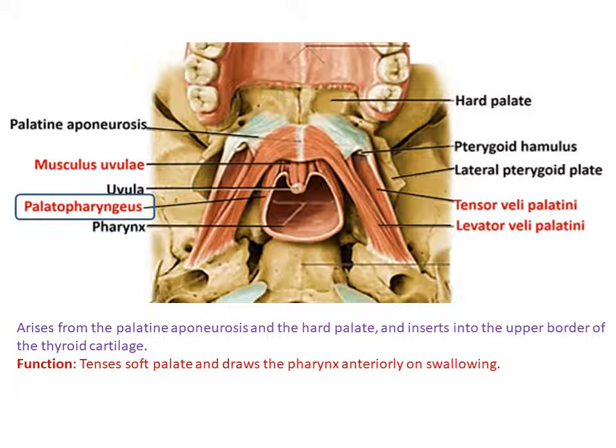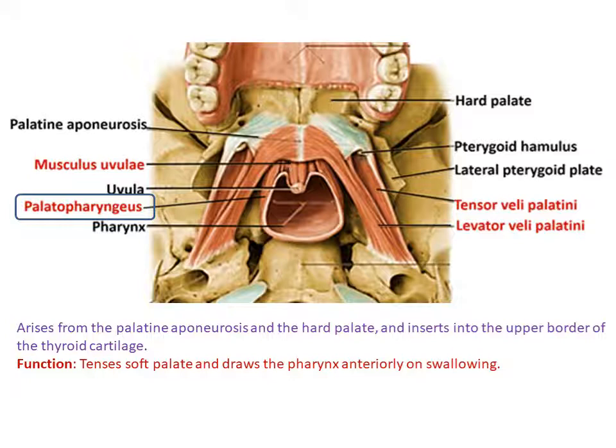This is the fourth muscle, which is called palatopharyngeus. It arises from the palatine aponeurosis and the hard palate, and inserts into the upper border of the thyroid cartilage. The origin of palatopharyngeus, as well as palatoglossus, is the palatine aponeurosis, and their insertion is inferior to their origin. So they also tense the soft palate and draw the pharynx anteriorly on swallowing.